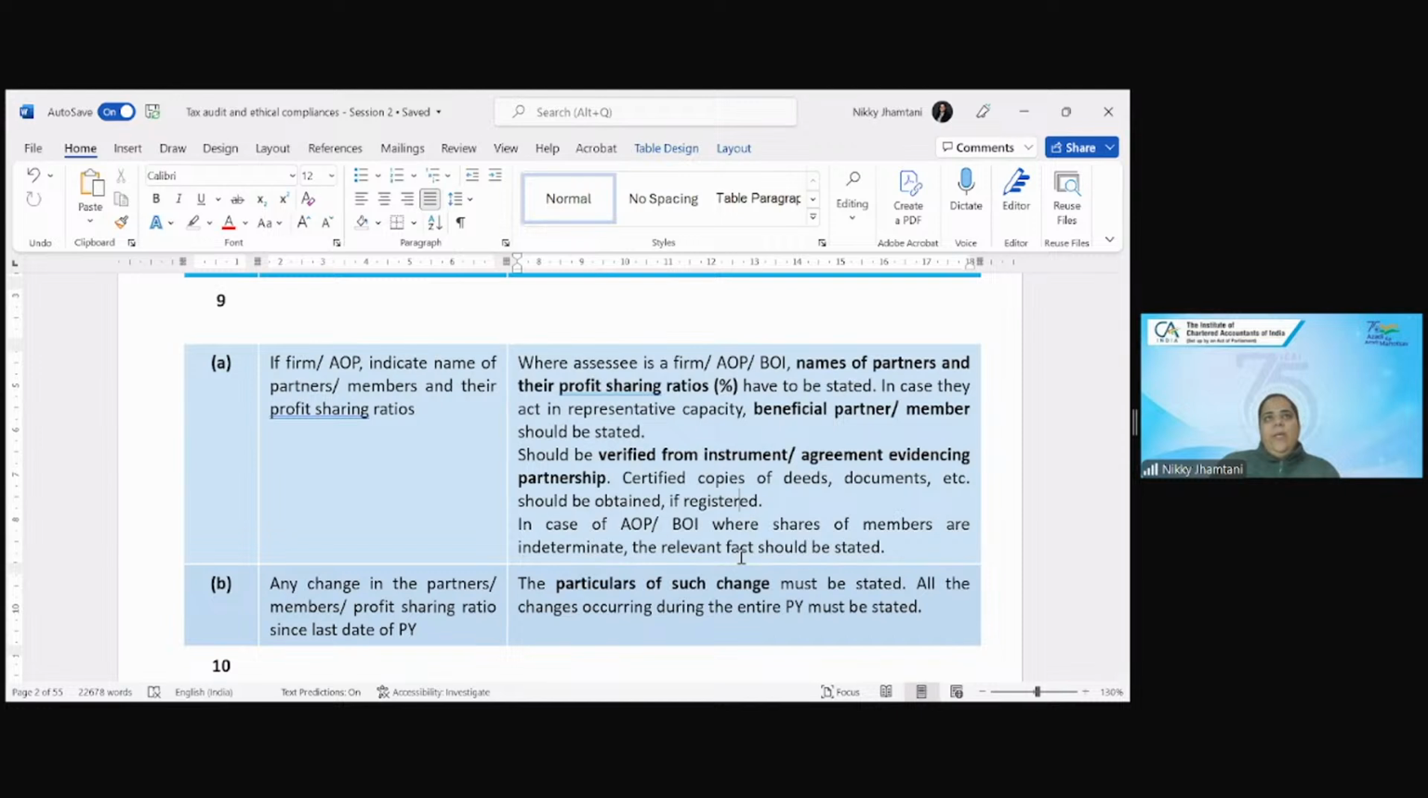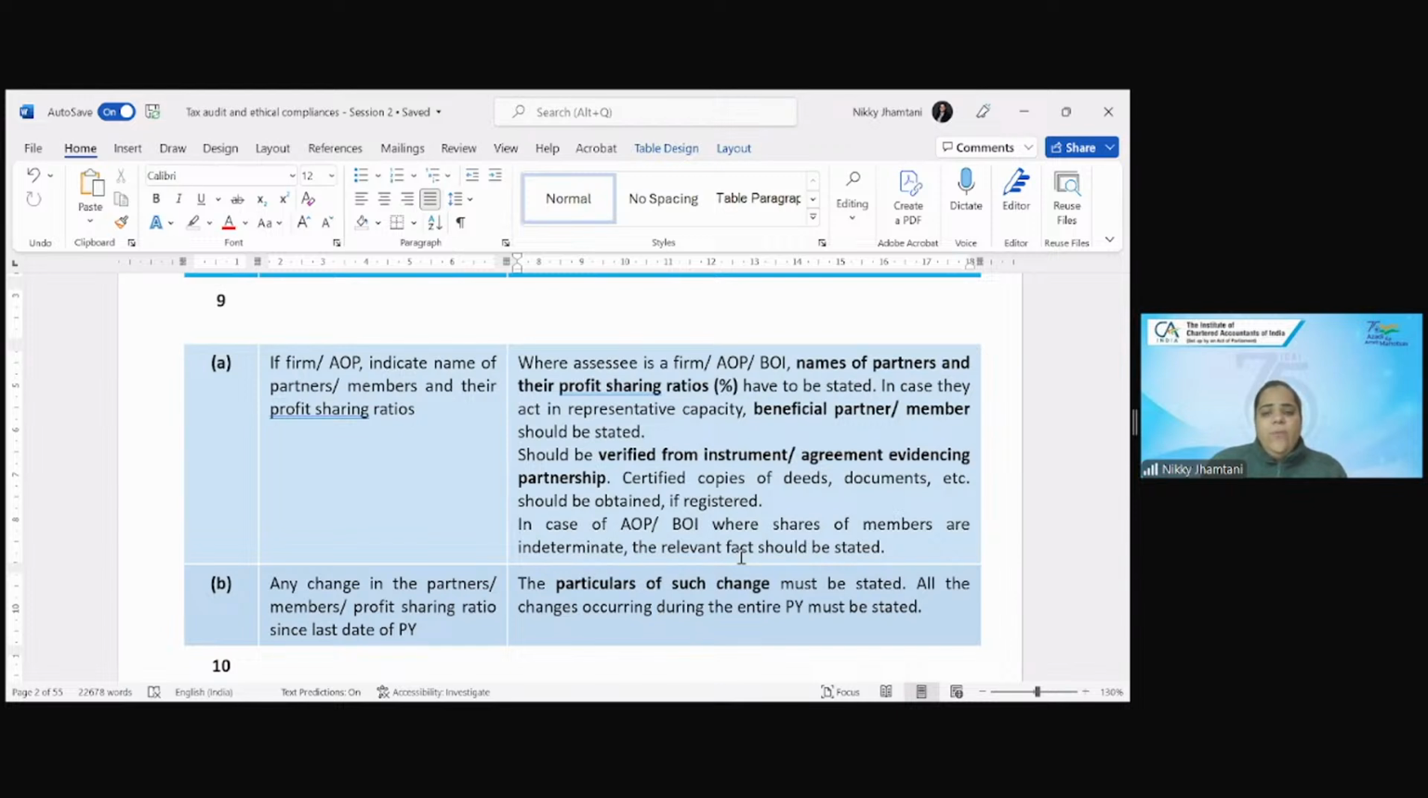तो ये क्लाइंट ने बोल दिया और हमने मान लिया, ऐसा नहीं होगा. आप जो भी इंस्ट्रूमेंट है, पार्टनरशिप डीड है या एलपी एग्रीमेंट है या एओपी का कोई एग्रीमेंट है, तो वह आप वेरीफाई करेंगे और उसके बाद उसको बताएंगे. Certified copies of deeds, documents etc. should be obtained if registered. जो भी डीड्स डॉक्यूमेंट्स है उसकी सर्टिफाइड कॉपीज ऑब्टेन करनी है.